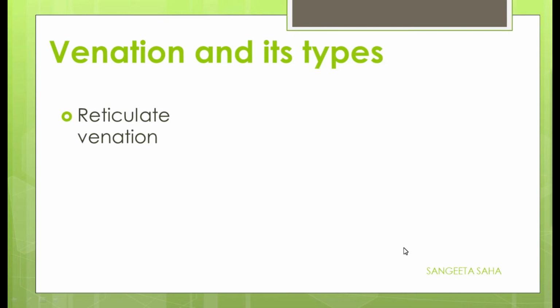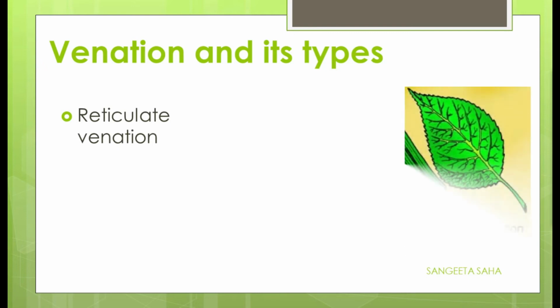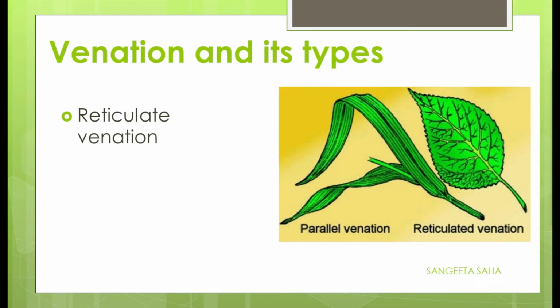The first one is the reticulate venation. Now, in this reticulate venation, as you can see in the diagram here, the veins are forming a network-like structure. They are interconnected and form a wave-like network structure which is present on both the sides of the midrib. And this is observed in the leaves of dicot plants like mango, hibiscus.